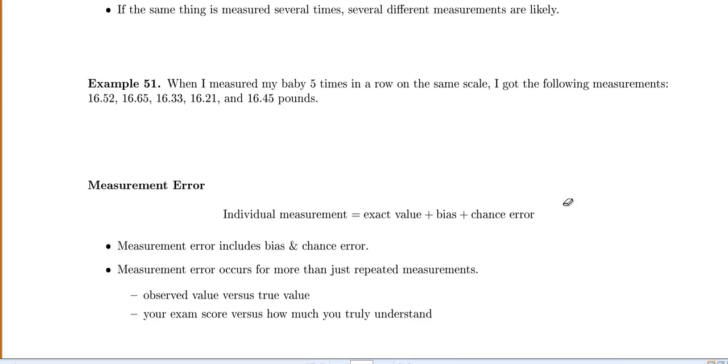So measurement error occurs a lot for repeated measurements when you measure the same thing over and over. But it occurs for more than that. It occurs for things like an observed value versus a true value. Or you say like your exam score versus how much you truly understand. Those two things might not be the same.